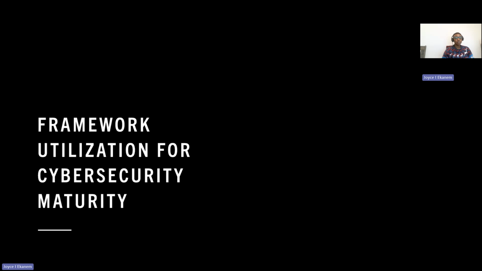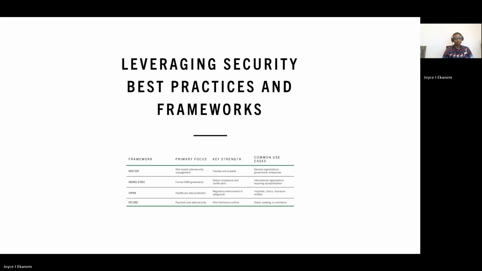Framework utilization for cybersecurity maturity, leveraging security best practices and frameworks. Security frameworks serve as structured references that guide organizations in building, maturing, and maintaining an effective cybersecurity program.